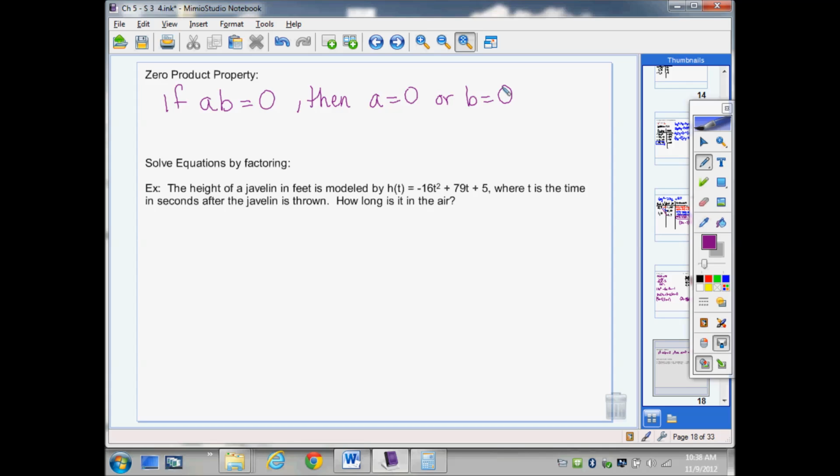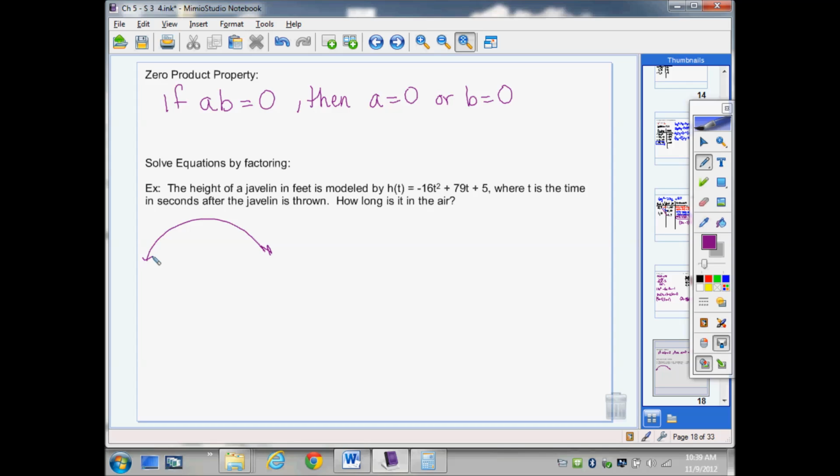So what we can do is use the zero product property to solve equations. Like this. We want to know how long the javelin is in the air. When you throw a javelin, it goes like this and it lands, right? Parabola. If I throw this, it's eventually going to make a curve and come down to Earth. This formula gives us the equation of the parabola for the javelin. The time is how long it's in the air, so we set the height equal to 0, because it's no longer in the air when it has landed on the ground.